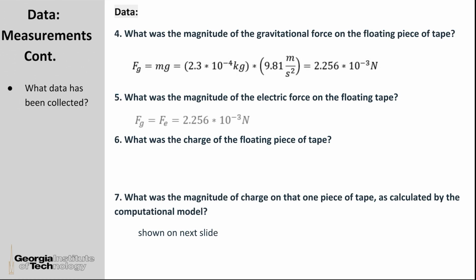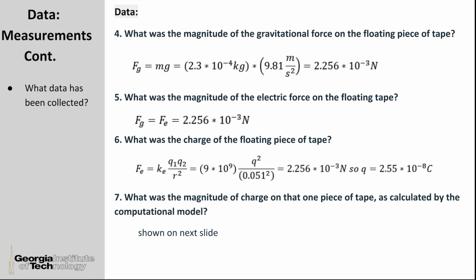We note that the sum of the forces in the y direction for the upper tape was 0, which means that the gravitational force is equal to the electric force, giving us that same value of 2.256 times 10 to the negative third newtons. We can then plug that value into the electric force equation to derive the charge of the floating piece of tape, which is 2.55 times 10 to the negative eighth. This value is derived using the point charge equation and is a recap from Lab 1. Moving forward, you will see calculations derived for a line charge through the use of the computational model.